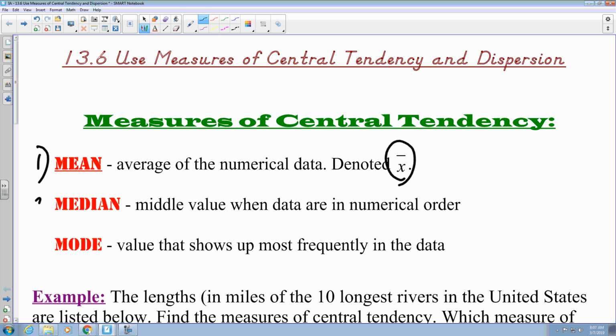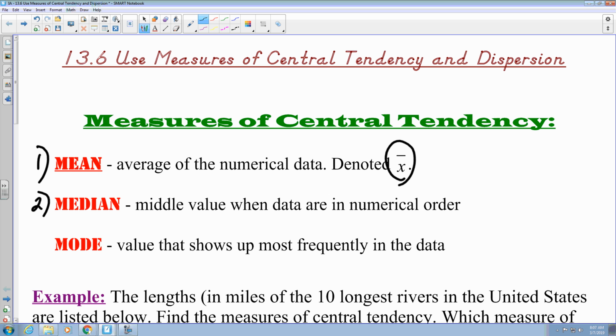The next central tendency is the median. The median is the middle value when data are ordered in numerical order, from least to greatest. If you have an odd number of data values, it's always going to be that middle term. If you have an even number of pieces of data, you take the two middle pieces and find the average of them, so you use the mean for that particular set to find the median.